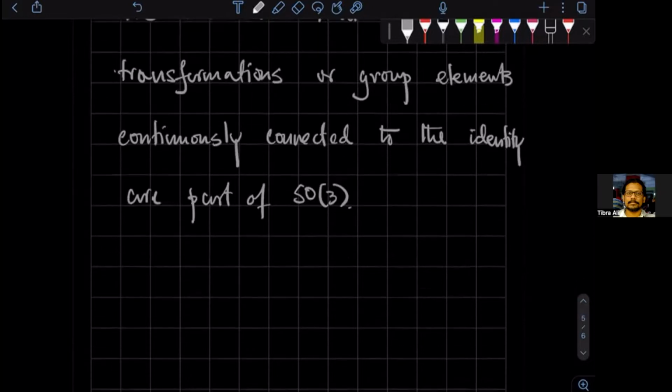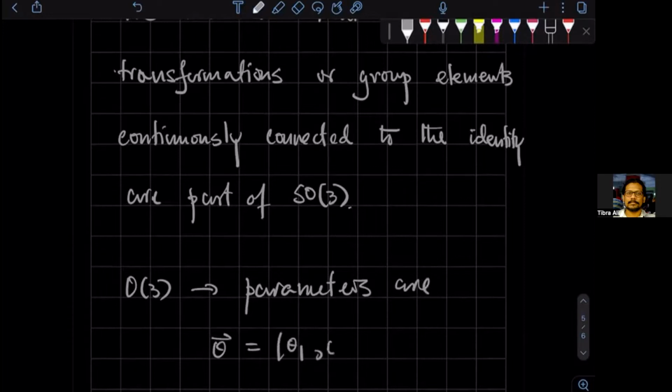So let's start with O3. And it should have how many generators? 3 generators, right? Because it's a 3-dimensional group. Okay. So the parameters are some 3-dimensional vector with theta 1, theta 2, and theta 3. All right.